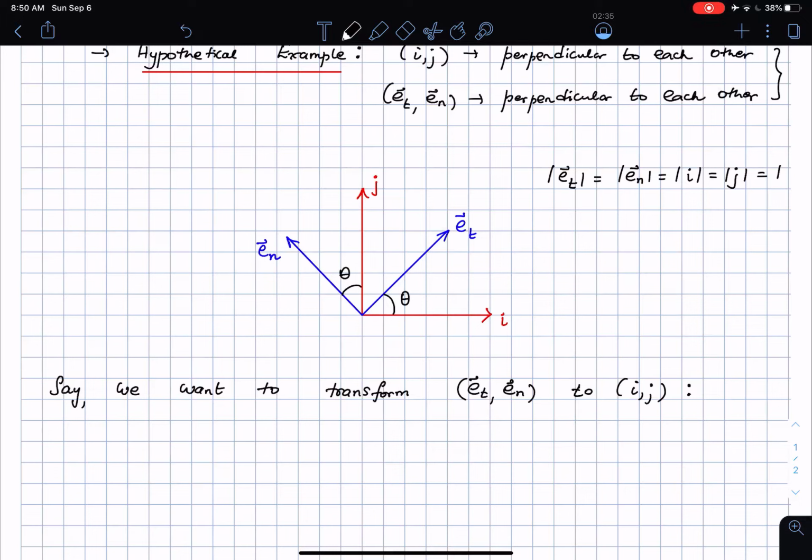What would be the use of this? The use would probably be that maybe I know the velocity in the et direction. How do I write it in the i and the j direction? By transforming et into i and j. So that's essentially the basic idea here.